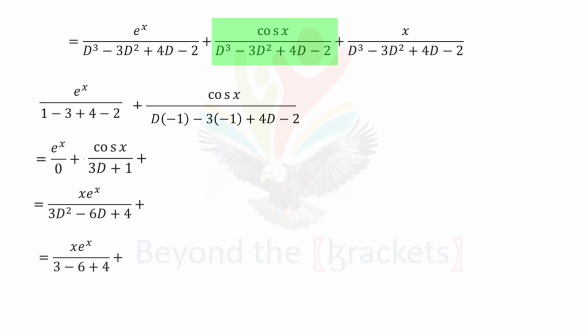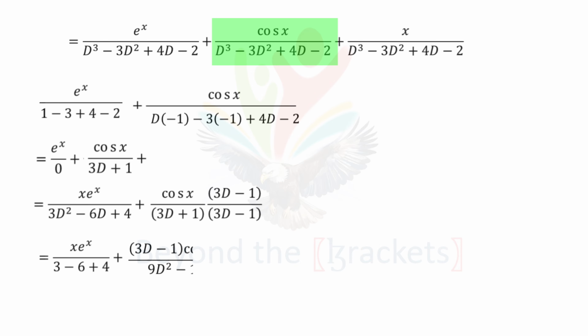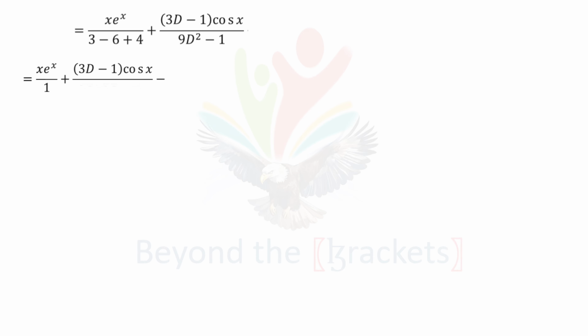To rationalize, we multiply and divide by 3d minus 1. So we get (3d minus 1) into cos x divided by 9d square minus 1. Again replace d square with minus 1, the denominator becomes minus 9 minus 1 which is minus 10. Moving to the numerator, 3 into differentiation of cos will be minus sin, minus 1 into cos x. So the second term simplifies to (3 sin x plus cos x) by 10.